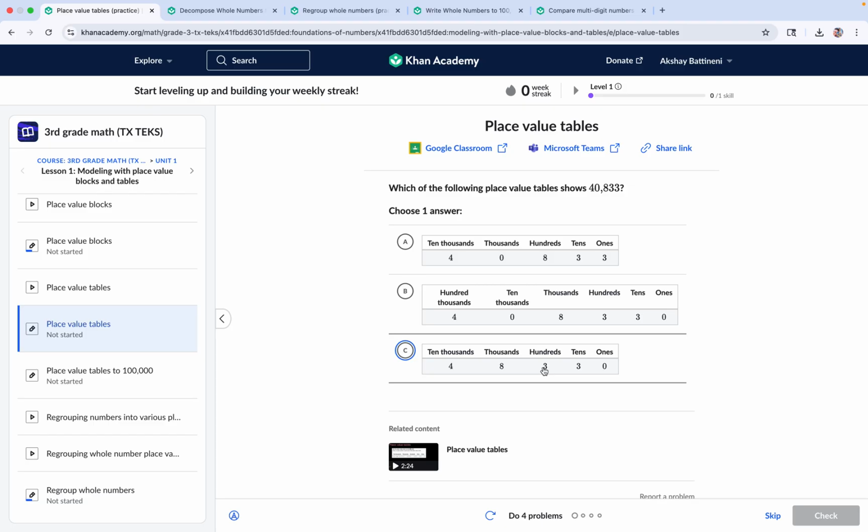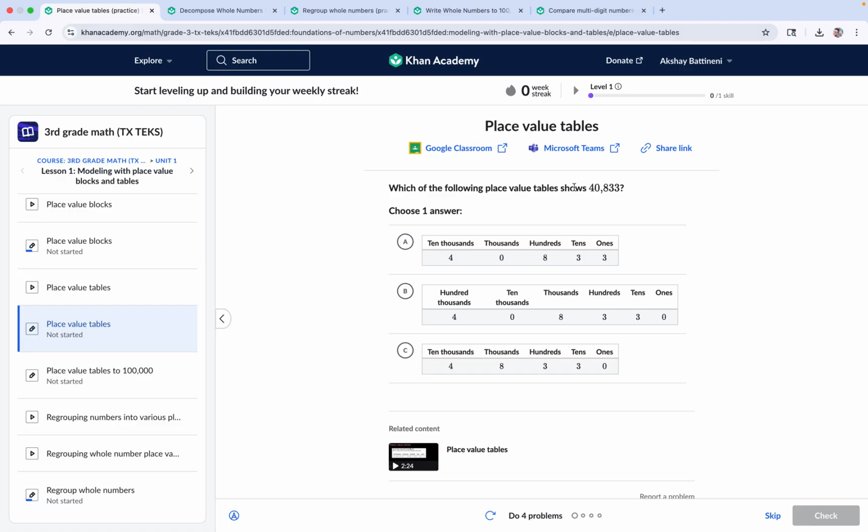Okay, so now let's see B. Okay, off the bat, we already know it's wrong because they have 100,000s, and we're not at 100,000 right now, so we already know that one's wrong. Okay, so let's go to a different one. Let's go to A, which is the only one that's left, but I'll tell you why it's right.